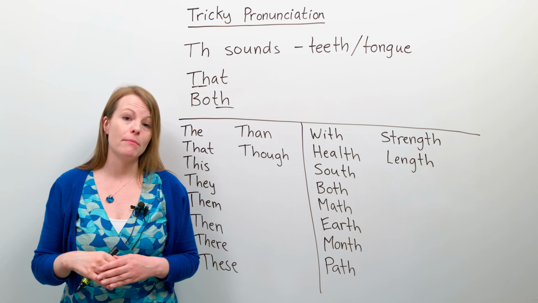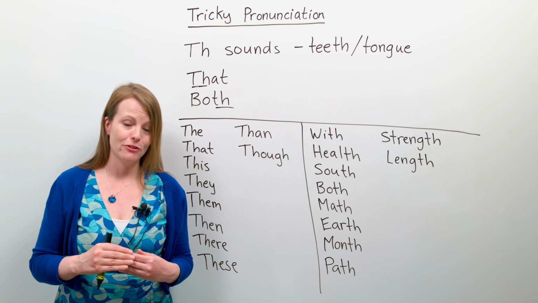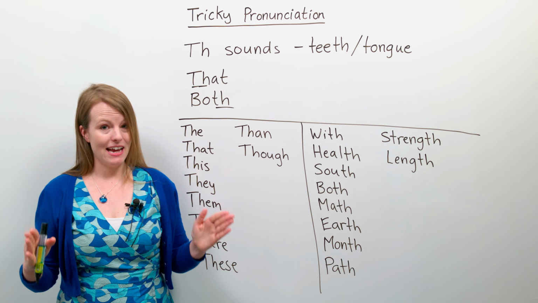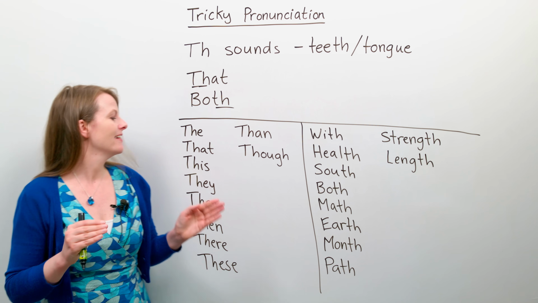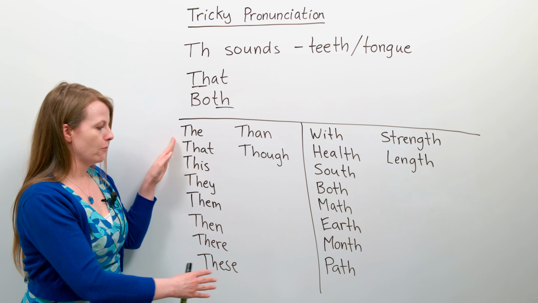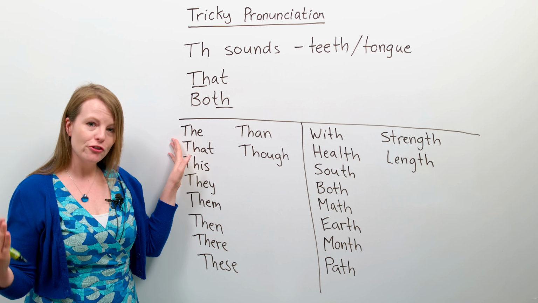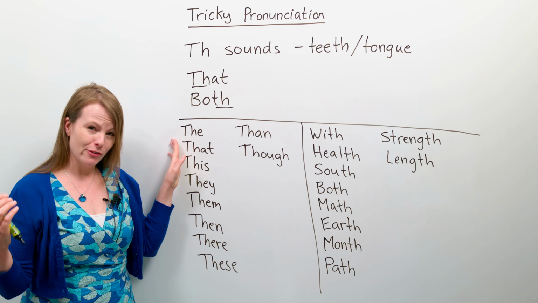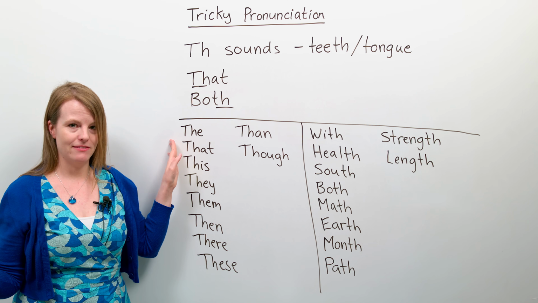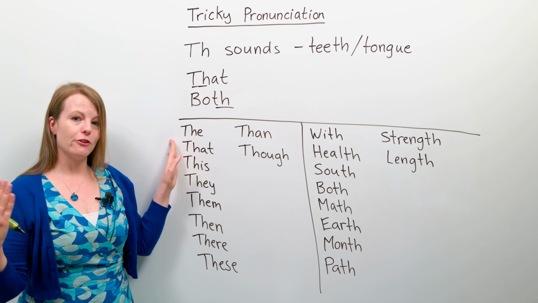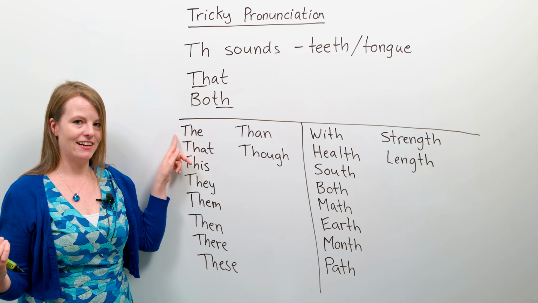So let's look at some of the most common TH words in English that you should be able to pronounce. And when you're pronouncing these words, pay careful attention to your tongue and your teeth. So the first set of words all have TH at the beginning of the word. For many people, it's usually easier to practice TH pronunciation at the beginning of the word. So let's start there. So repeat after me. The. That.